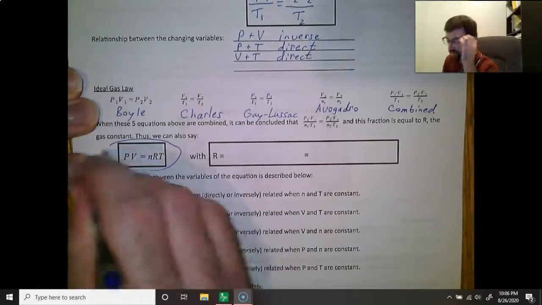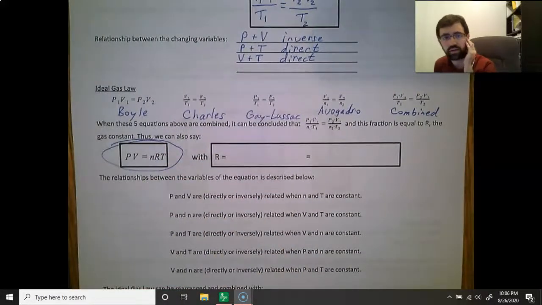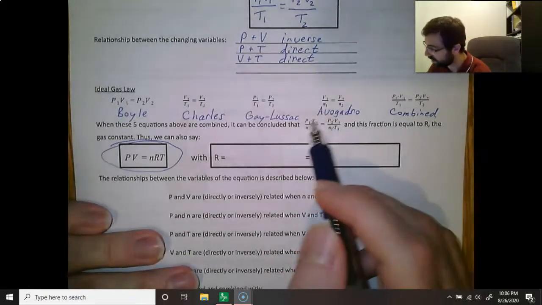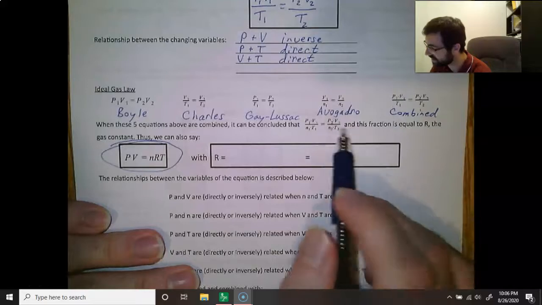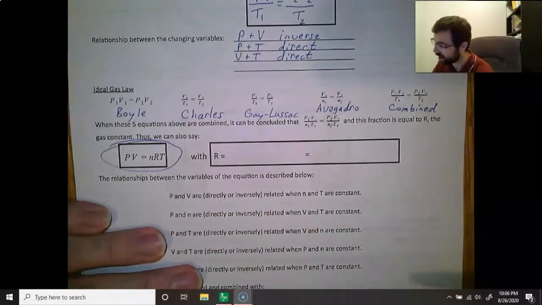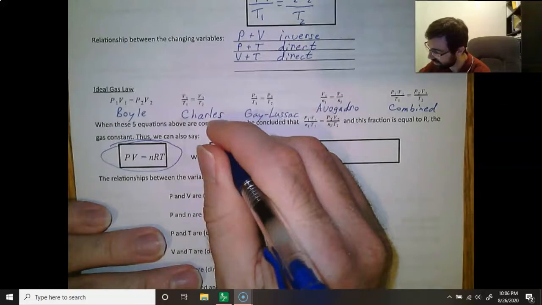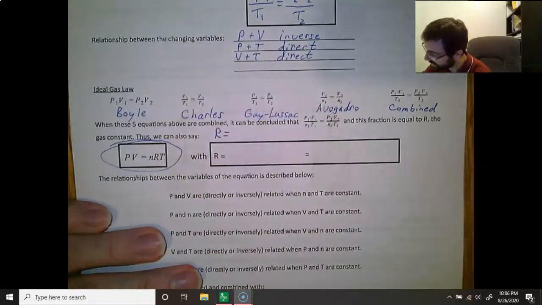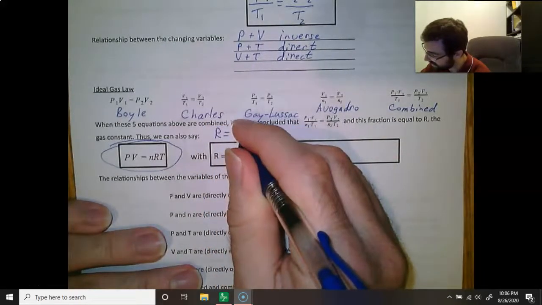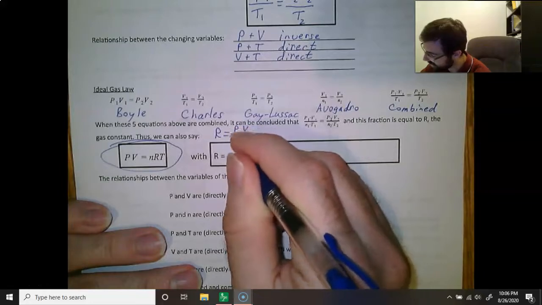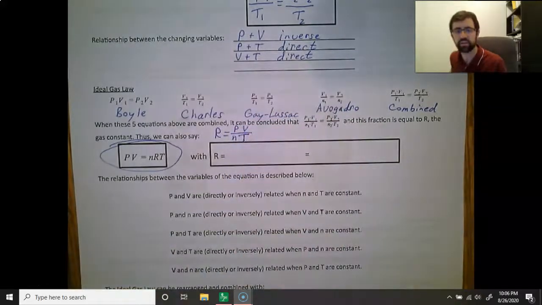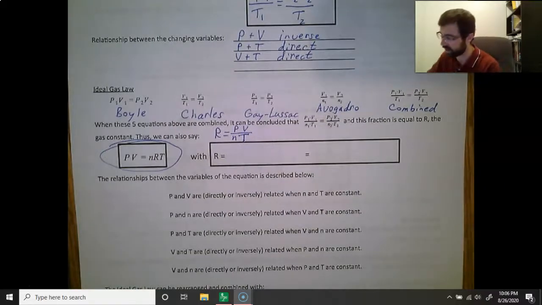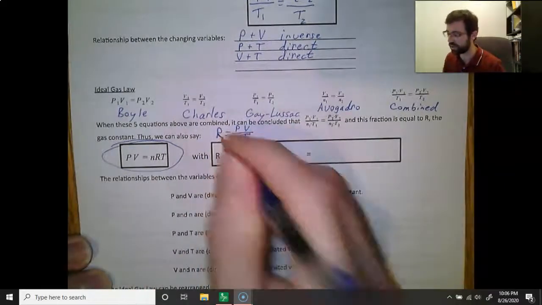But if we take all of those concepts and just kind of hybridize them, what you'd come up with is this. You come up with this ideal gas law. P1 V1 over N1 T1 equals P2 V2 over N2 T2. That fraction is equal to R. R, we could say R equals PV over NT. And at any temperature, pressure, number of moles, and volume, if you did that, you would find something at least very close to R. You could derive R in an experiment that way.